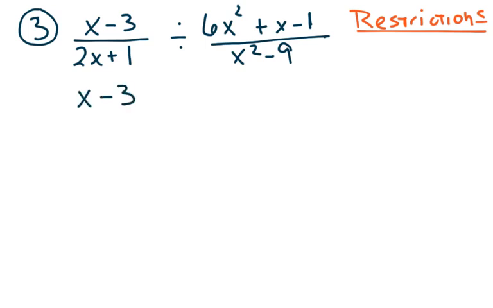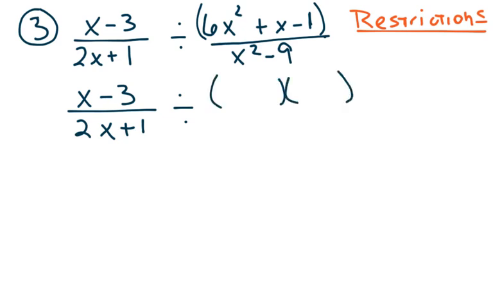X minus 3, that's as simple as it can get, and the 2x plus 1 is as simple as it can get. I can factor 6x squared plus x minus 1. I'm going to have you pause and work through that and then come back and make sure you've got it right. You should have gotten 3x minus 1 times 2x plus 1.